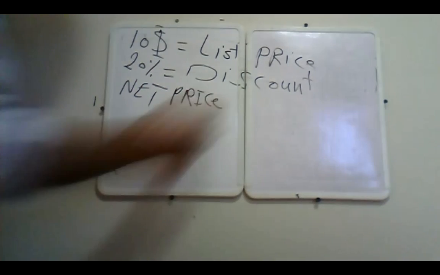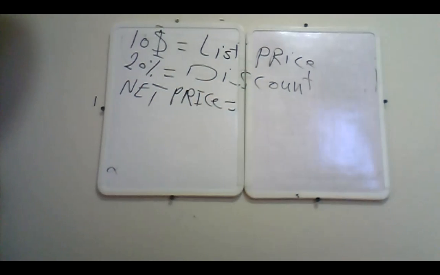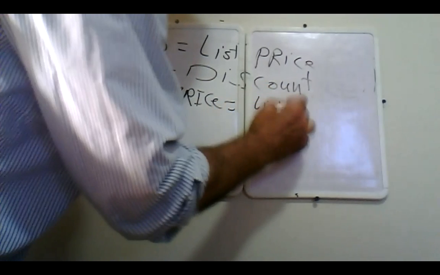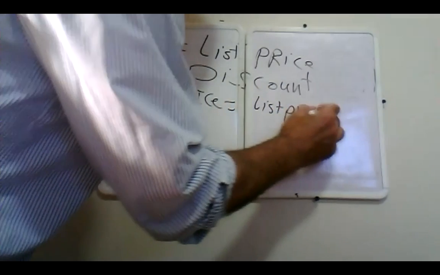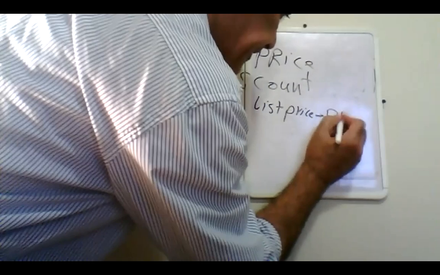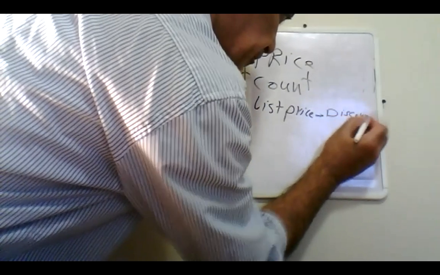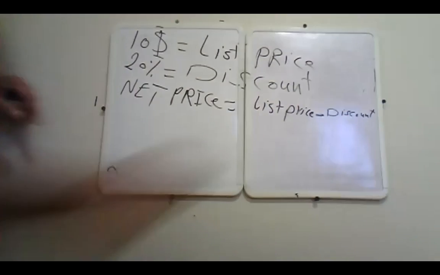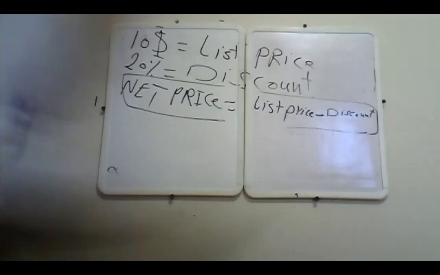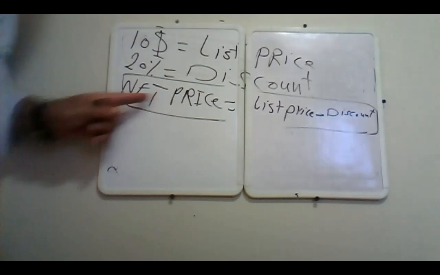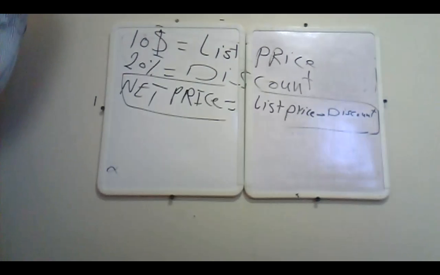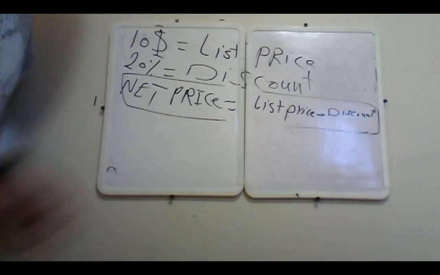So the net price equals list price minus the discount, and this is the rule. So to get the net price, I have to know first how much will be the discount.